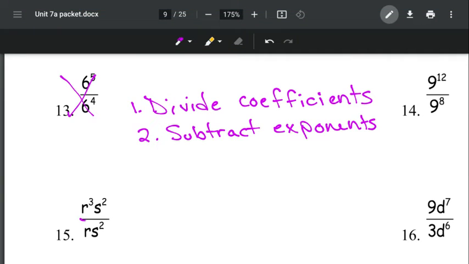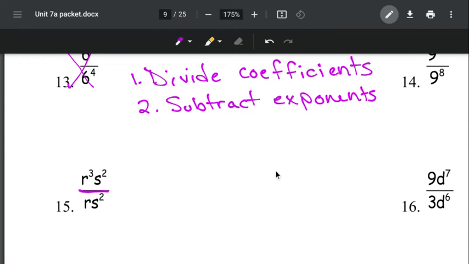You know you're dividing when you have a fraction. A fraction bar means you're dividing. So I have this bar. Now here's a little bit of a trick.